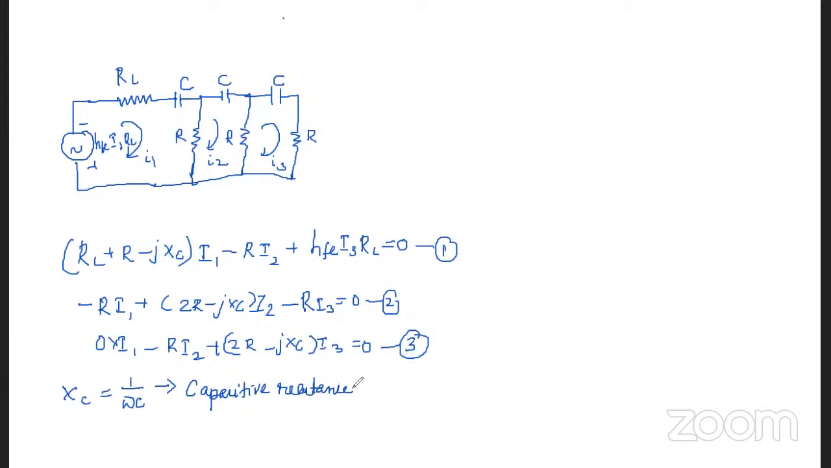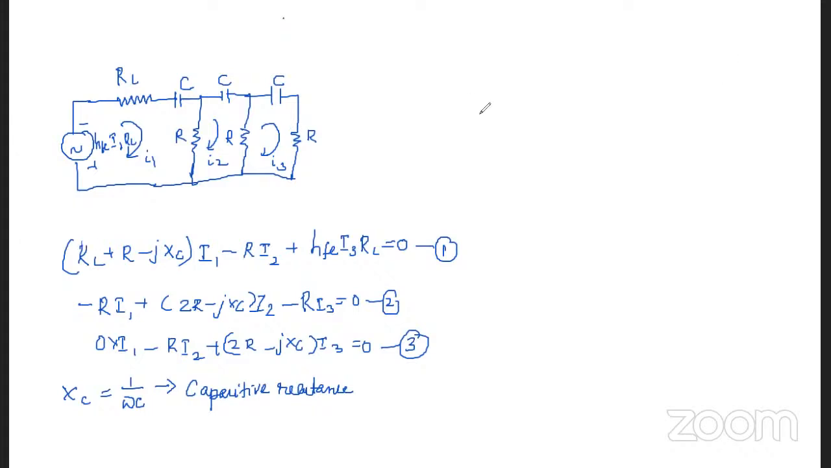Capacitive reactance, this we have. Now, since the currents I1, I2, and I3 are non-zero, the determinant of the coefficients of I1, I2, and I3 in equations 1 through 3 must be 0. So the determinant must be 0, and therefore we can write that here.